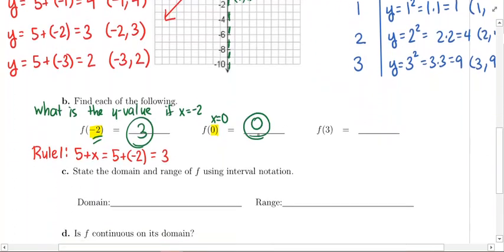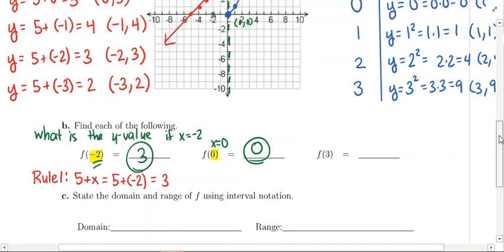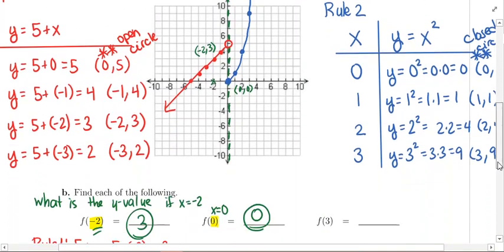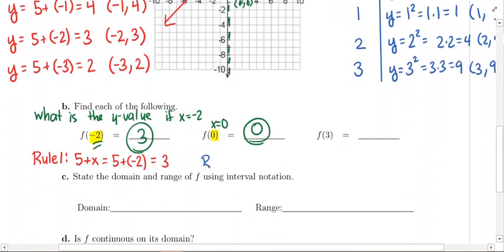Again, you can look at the rule. X is 0 here, so if you go up to the rule and figure out which one applies, based on the conditions, you want to go with rule 2 because of the greater than or equal to. X can actually equal 0 for this rule. So you would plug into rule 2, which uses x squared. You would do 0 squared and get 0. So either use the rule or the graph.